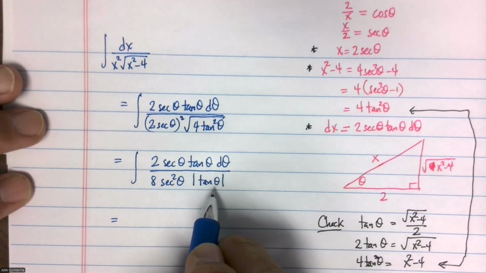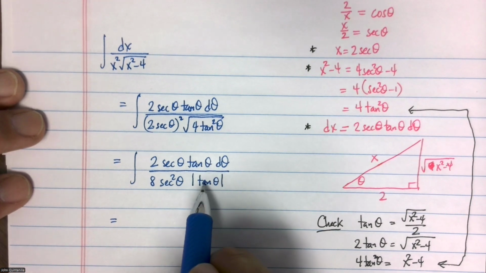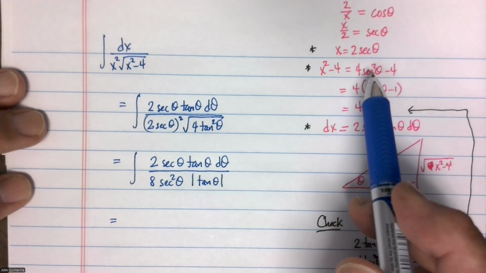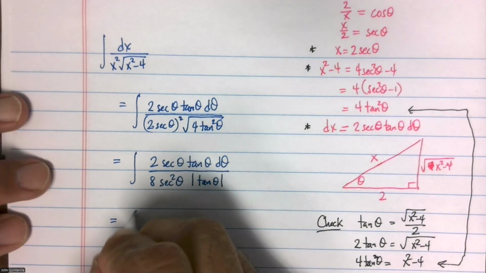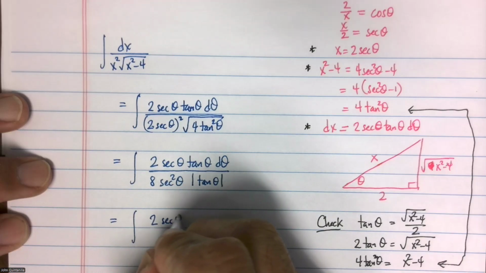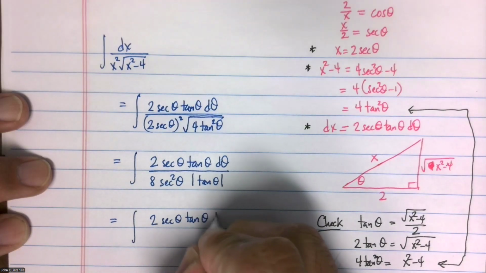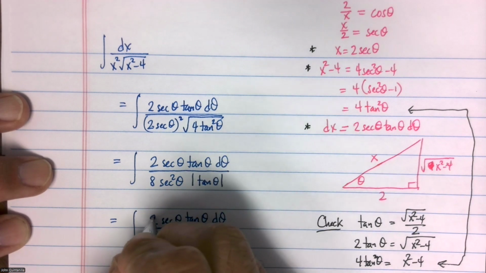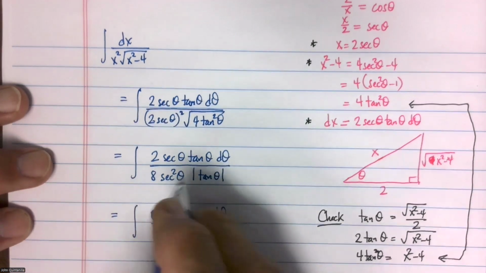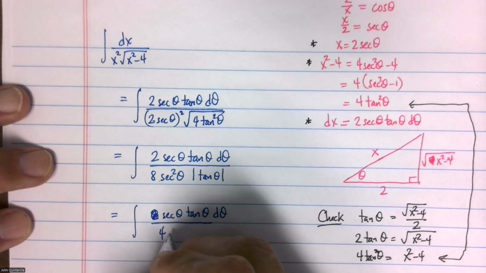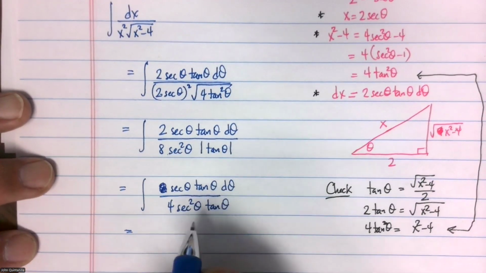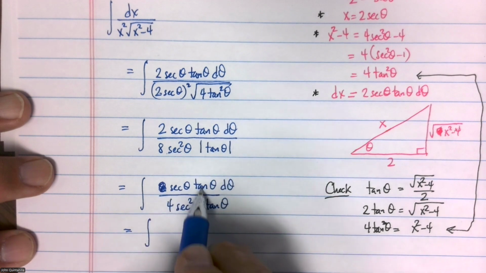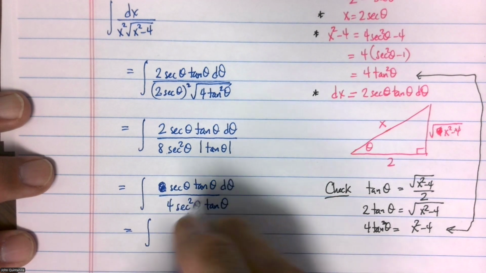Now, ordinarily I'd be stuck, except that I've rigged things so that, with the definition of arcsecant, the absolute value of tangent will always be positive. So I can get rid of those absolute value signs. And also, let me put a 4 down here, so 2 divided by 8 is a fourth. Now we cancel. The tangents cancel, and I'm left with a secant in the bottom.